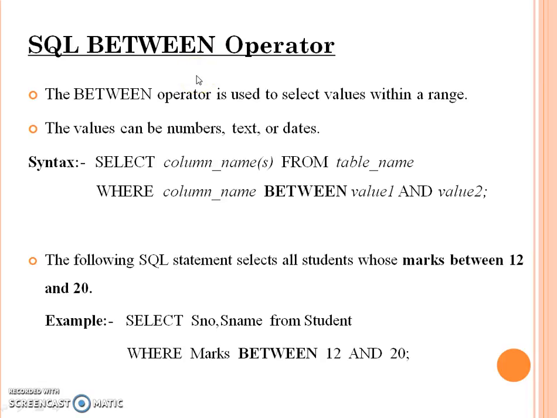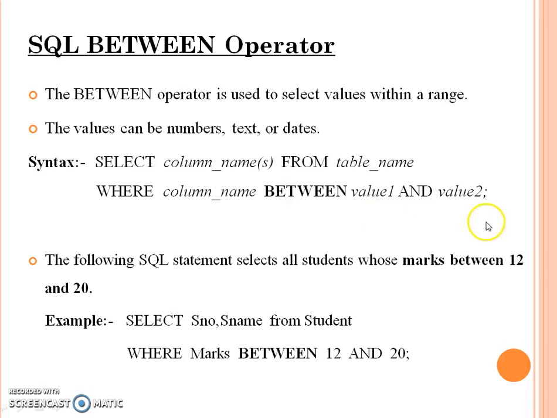Between operator. In order to check a series of values for a definite range, I have the between operator. The between operator can compare the values of a specific range for numbers, text and dates. So the syntax is as follows.